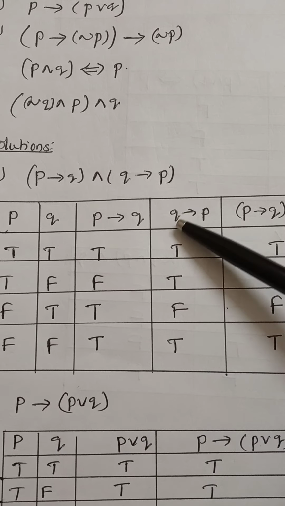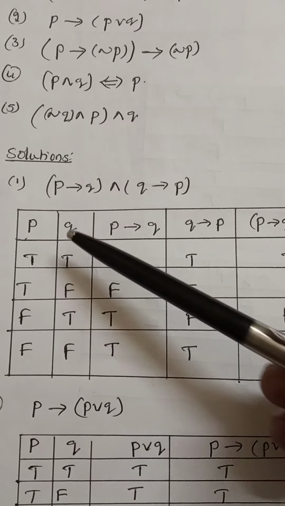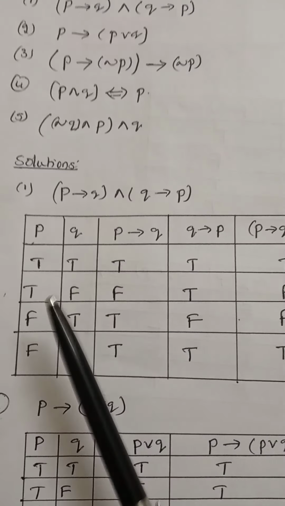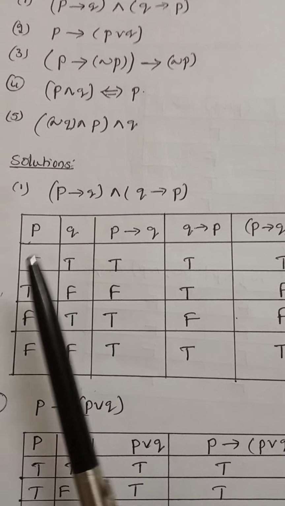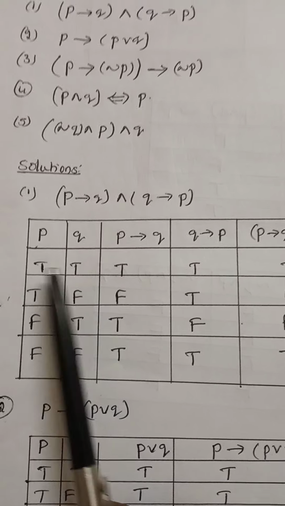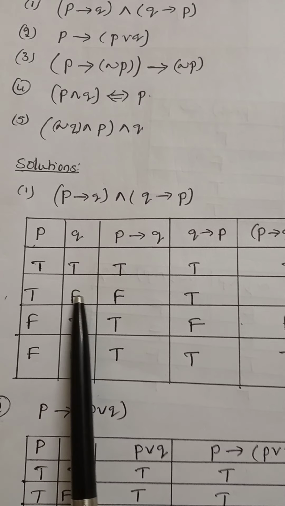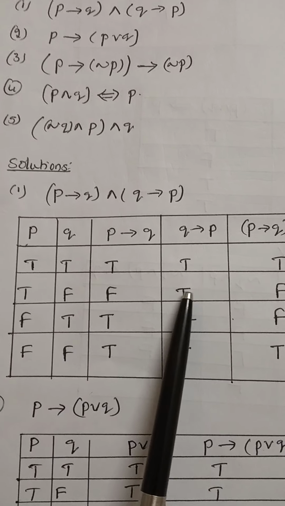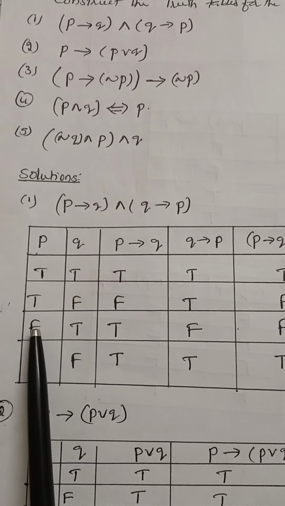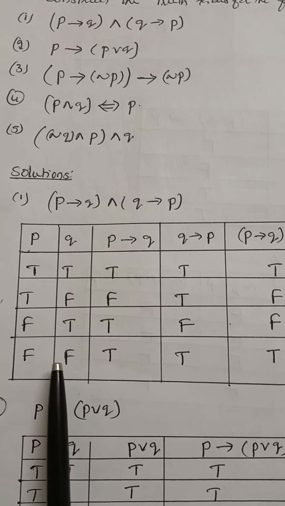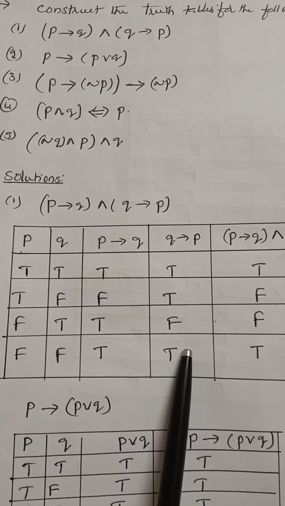Next, Q arrow P. Q arrow P means in this direction. Now first you have to take Q and then P. From here to here, true implies true is true. False implies true is true. True implies false is false. False implies false is true.